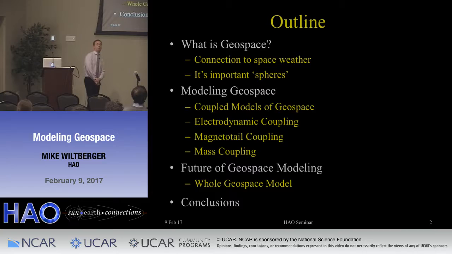and how that tells us about the physics of the dynamic system. We'll look at the coupling from the electrodynamic connection between the magnetosphere and the ionosphere, the coupling within the magnetosphere, how energy is moved from the distant portions of the tail into the inner magnetosphere, and then the most recent work that I've been working on, the mass coupling from the ionosphere out into the magnetosphere and how that affects the dynamics and evolution of the magnetospheric system itself.